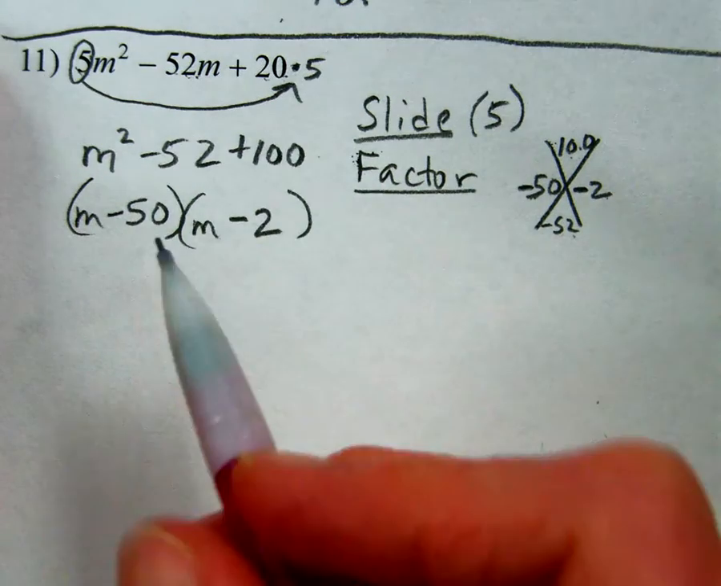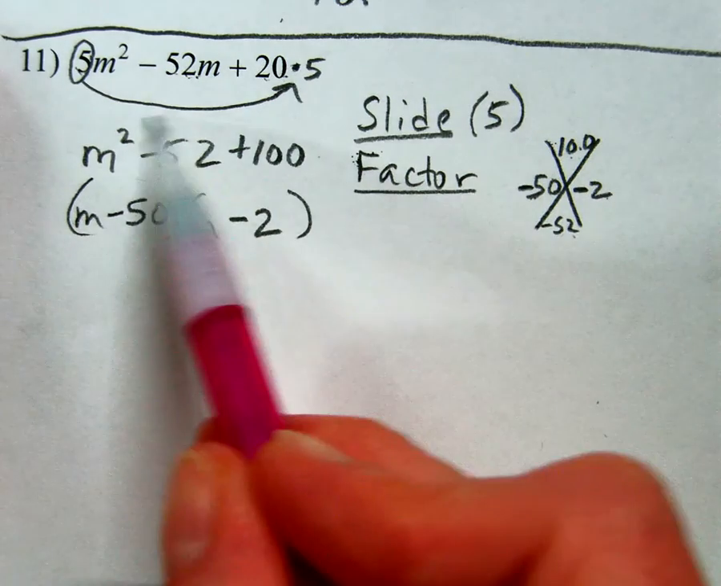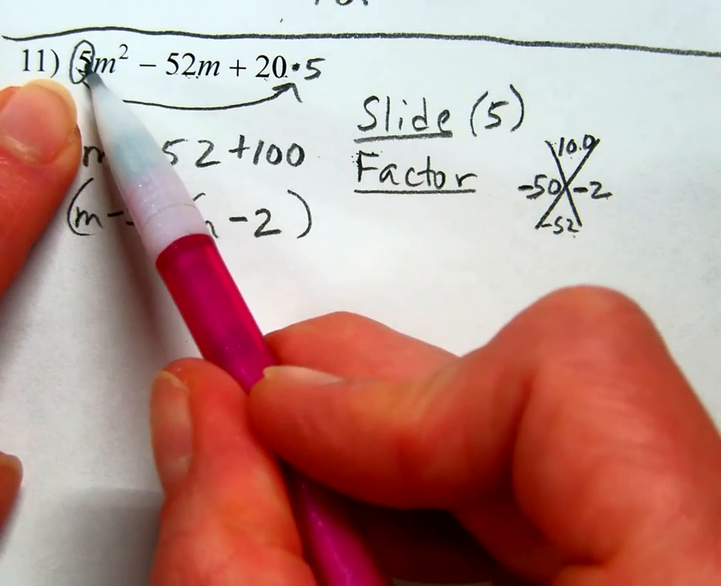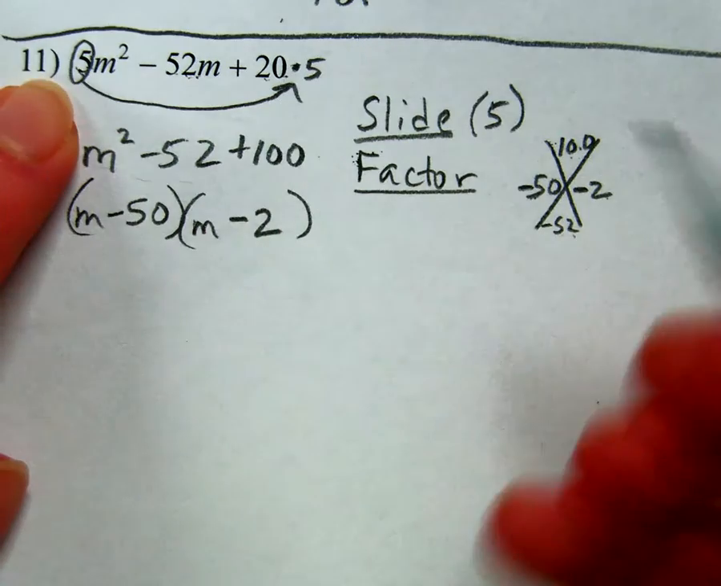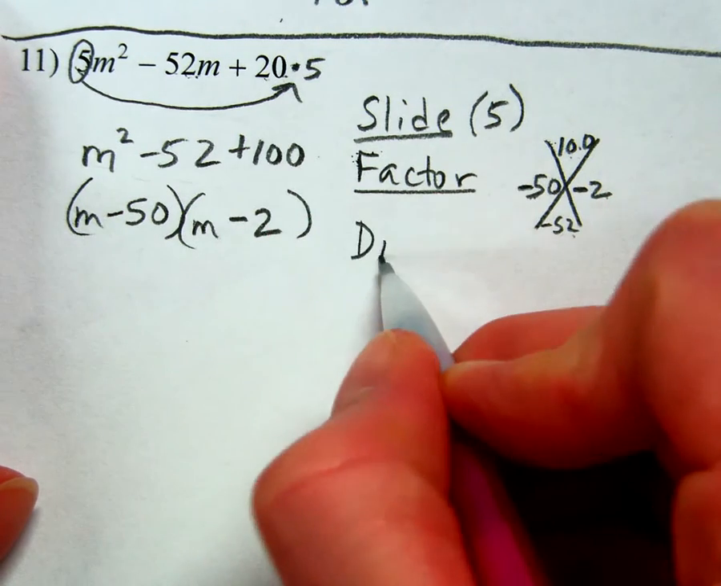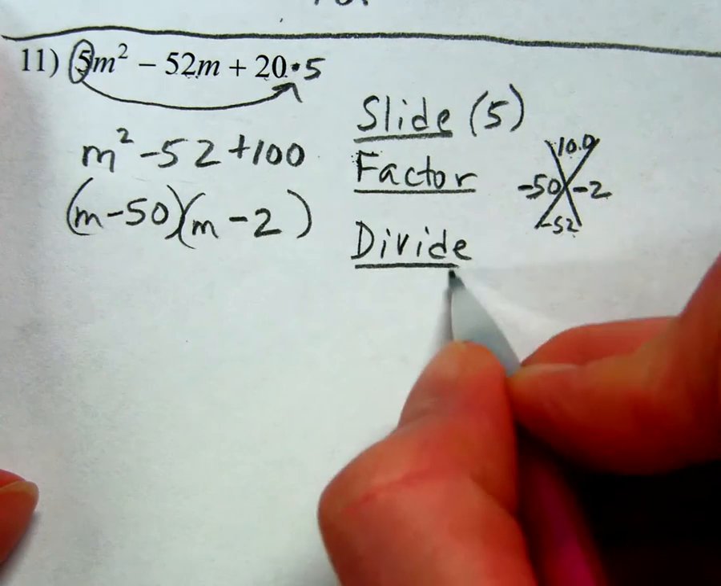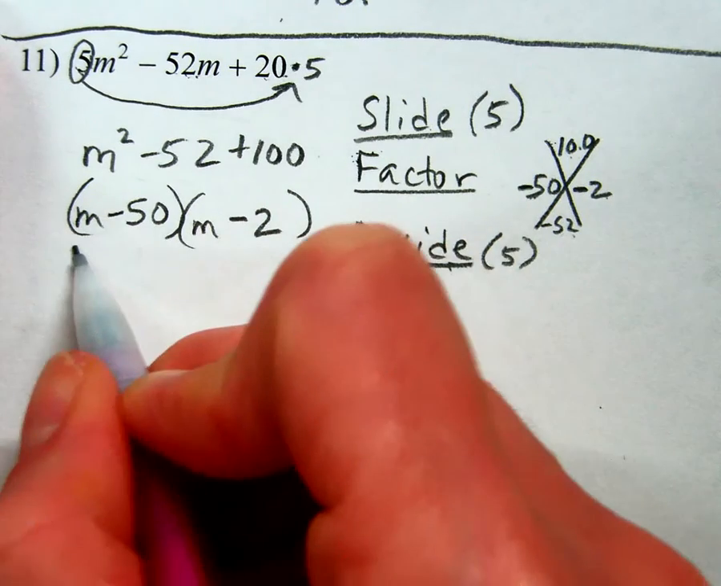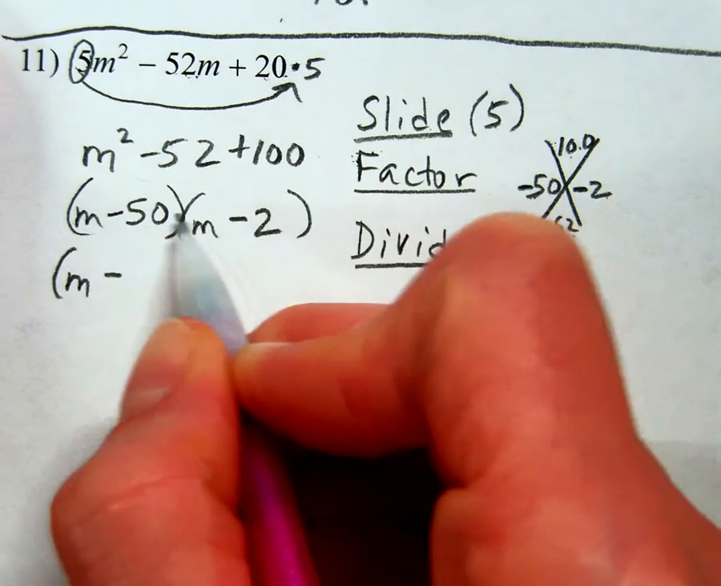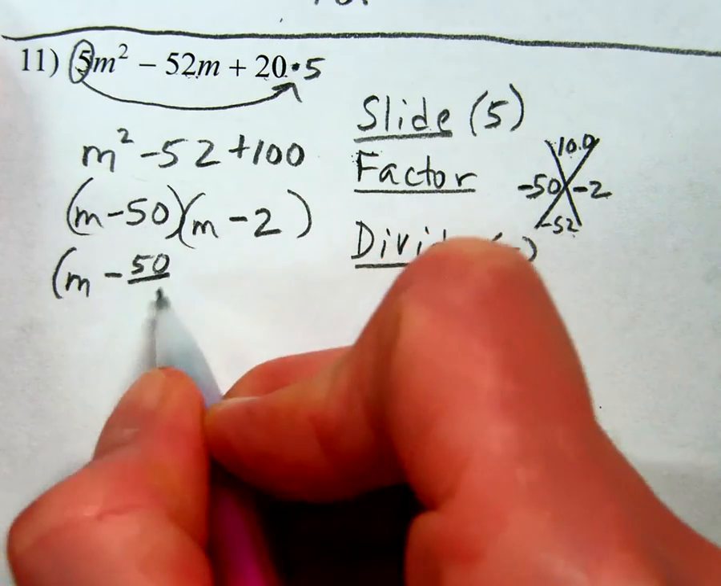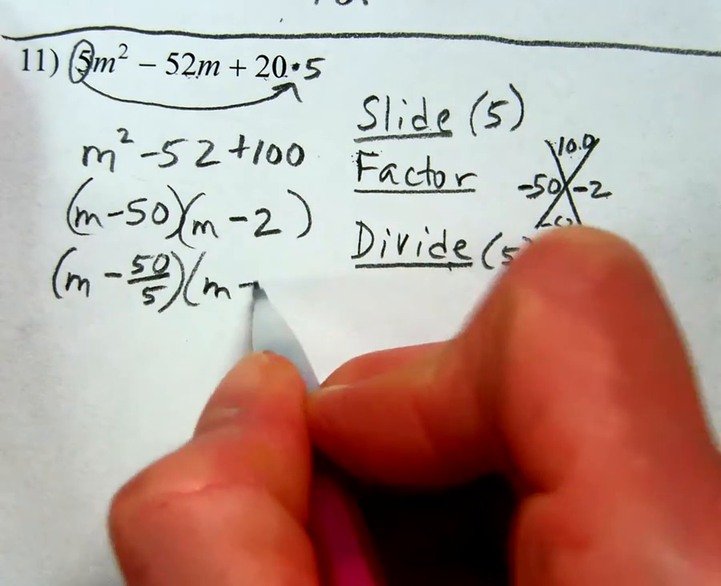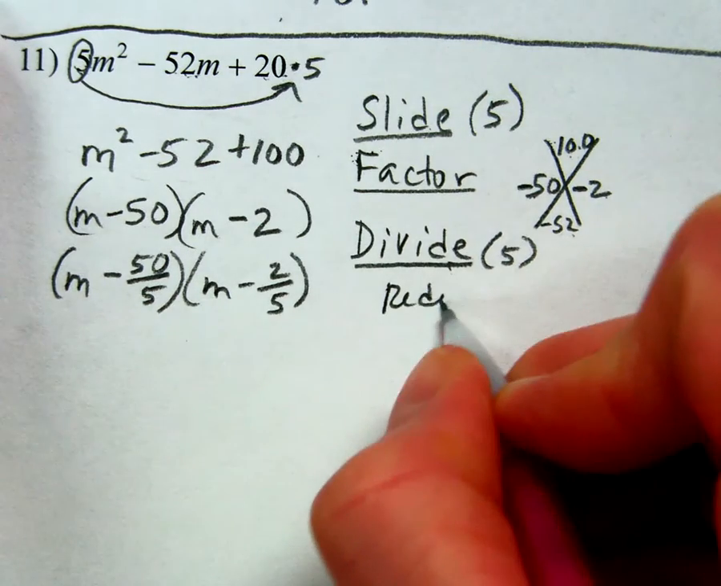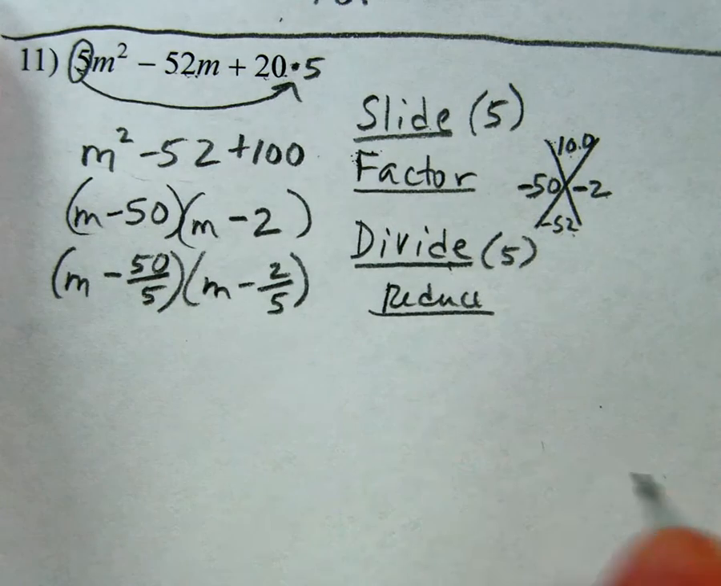Now, this is not my answer. If I multiply this out, I would get this, but not what my original problem was. So it's not exactly legal to take this 5 and multiply it over here. It's a trick. So we have to get rid of it now. So our next step is to divide, and since what we multiplied by originally was 5, we're going to divide by 5. So you're going to rewrite this, and you're going to take both of these numbers that we came up with and put them over 5. Divide by 5. And then if you can reduce any fractions, you'll do that.